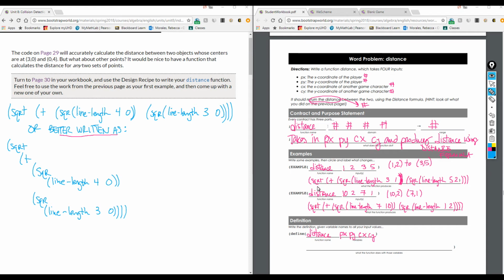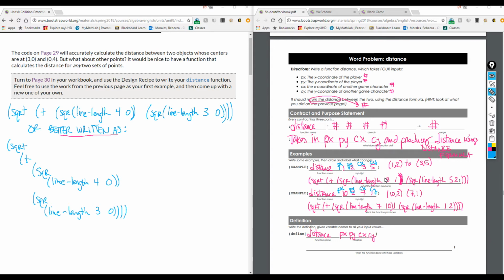I see the square root change, distance stays the same. And then I got these 4 numbers. I know those are going to change. And see, this is px, this is py, and I noted my 2 points that I was using. This is cx and cy. Px, py, cx, cy. I note that the square root plus stays the same, square root line length stays the same, so then it's just the numbers that are changing in each case.